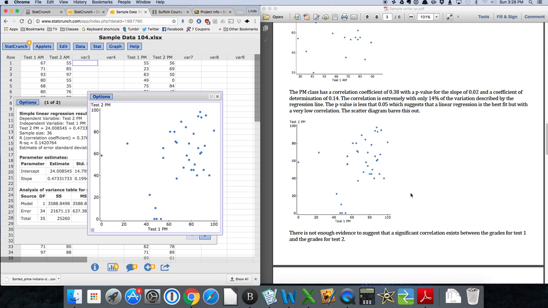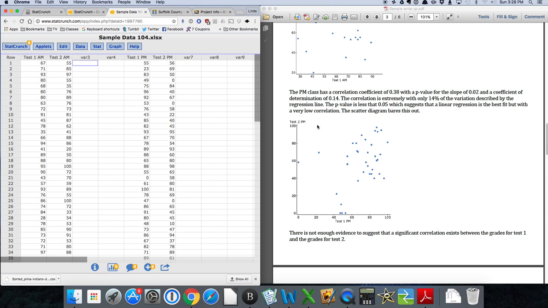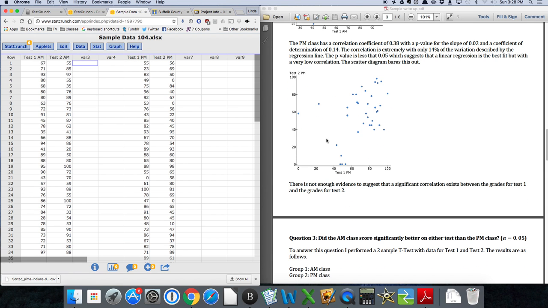All right, so let's get rid of this. What's the next thing we need to do? Did the AM class score significantly better on either test than the PM class? All right, so here's where we start getting into the guts of the main question.